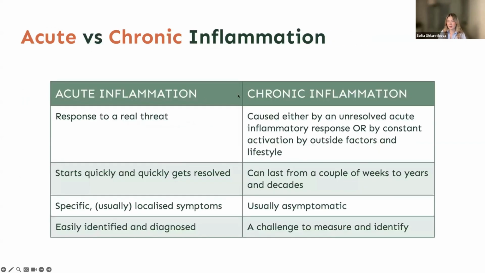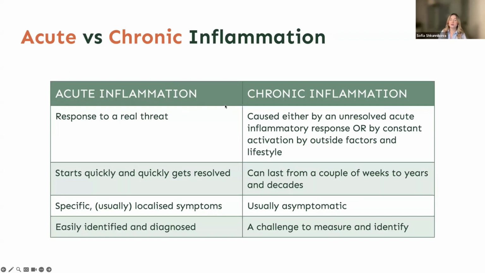Now, if this doesn't happen, if we are looking at a prolonged inflammatory response, we are actually looking at the slow buildup of chronic inflammation. So let's now discuss the difference between acute and chronic inflammation. So what we've been discussing so far is the acute inflammatory response. It is a response to a real threat. It starts quickly and quickly gets resolved. The symptoms will be usually localized, and it is very easily identified and diagnosed.